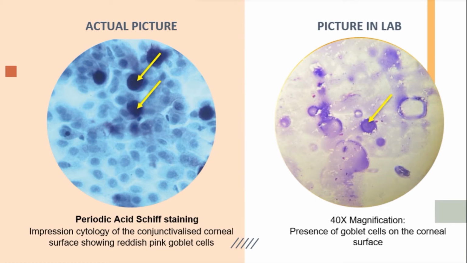The picture in the lab is using MGG staining with magnification times 40. Arrows show presence of goblet cells on the corneal surface. Also the same with the actual picture. Using periodic acid-Schiff staining, arrows also show impression cytology of the conjunctivalized corneal surface showing reddish pink goblet cells.